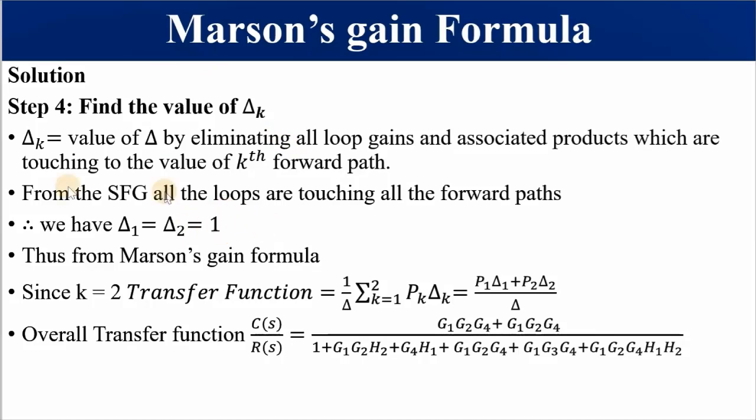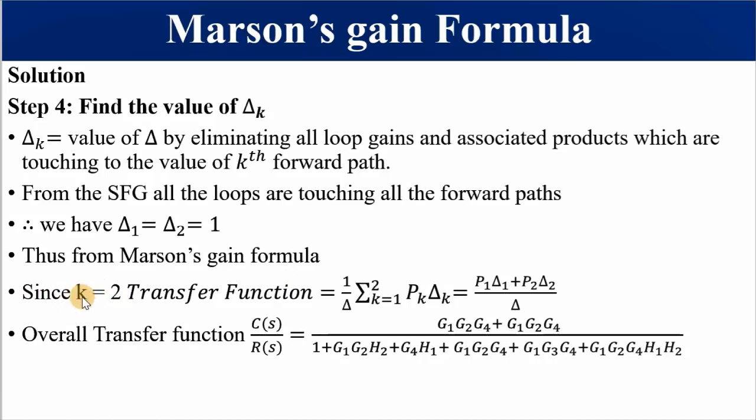So what do we say? From the SFG, all the loops touch the forward paths. So under such a case, if we eliminate, it means that the determinant of 1 is equal to the determinant of 2, because we have got 2 forward paths, and this is going to be 1. Why? Because we've eliminated the loop gains and associated products which are touching all forward paths. So we are now going to Mason's gain formula.